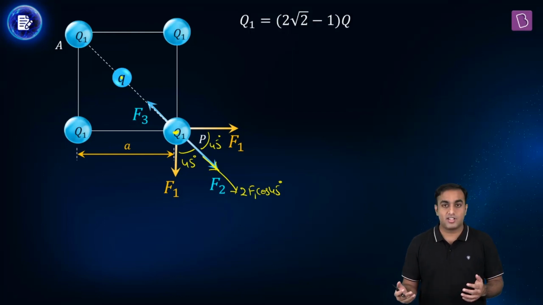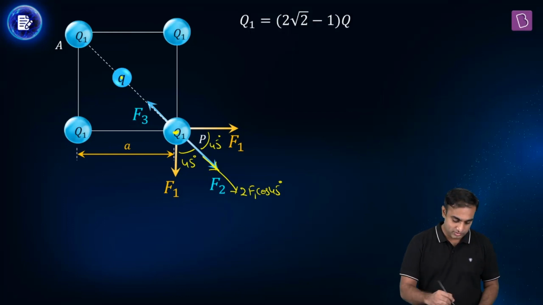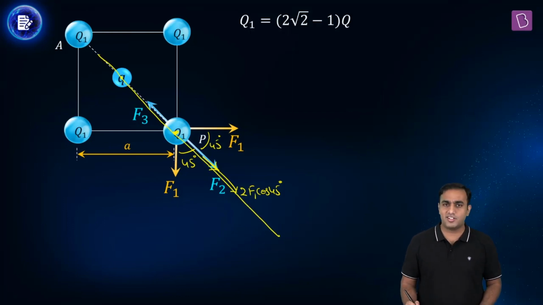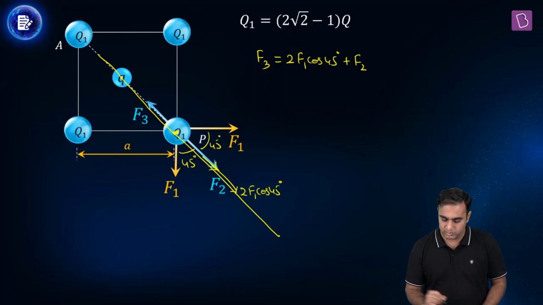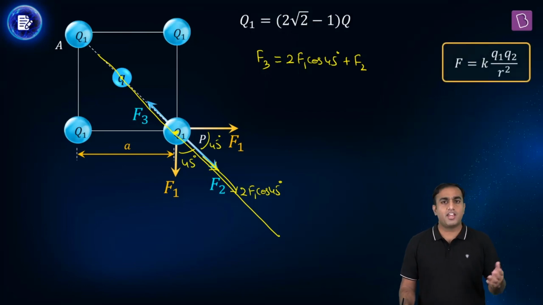These forces add up to become 0 along this line, isn't it? So, if you can state that mathematically, it can be written as F3 must be equal to 2 times F1 cos 45 degree plus F2. Now, how do you find F1 or F2 or F3 for that matter? It is from the Coulomb's law.